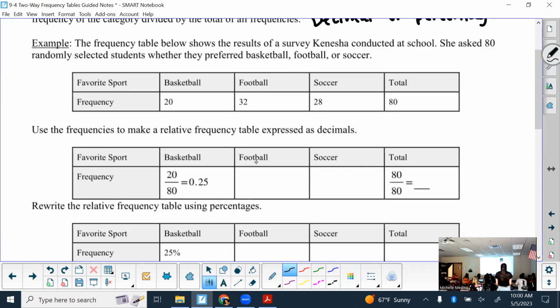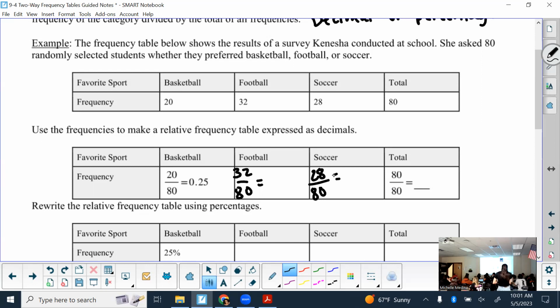So then for football, what would the fraction be? 32 over 80. That's how many said they liked it. And this is how many people total that were surveyed. So yes, soccer is 28 over 80, but that alone won't be my answer. We're just showing you how they're figuring that out. If you want to write it each time, that's fine, but when you make a relative frequency table, it should really just be the decimal or percent.